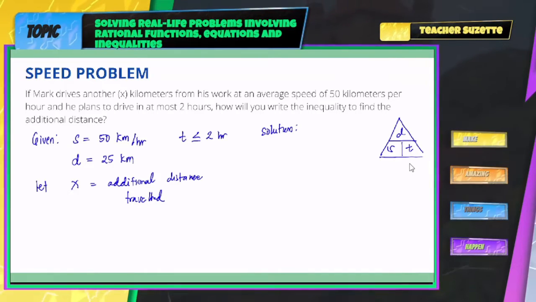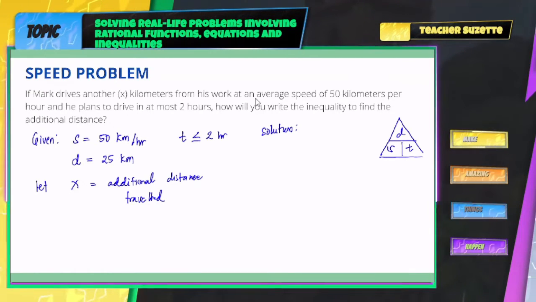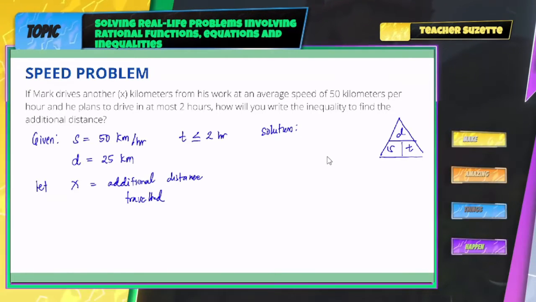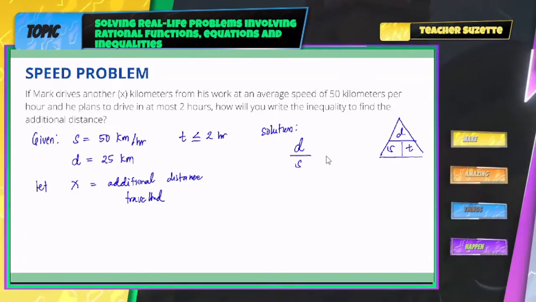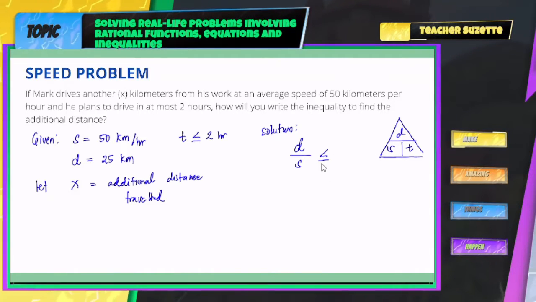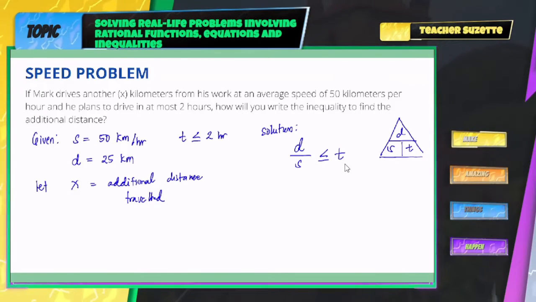So, we will have distance. Dahil nga po sa ating problem mismo na unang binigay yung ating mga distance, details about distance, and our speed. So, therefore, dito sa left side ng ating inequality, lagay natin yung distance and speed. So, distance over speed is at most 2 hours. So, that is less than or equal to our time. So, meron na tayong inequality.